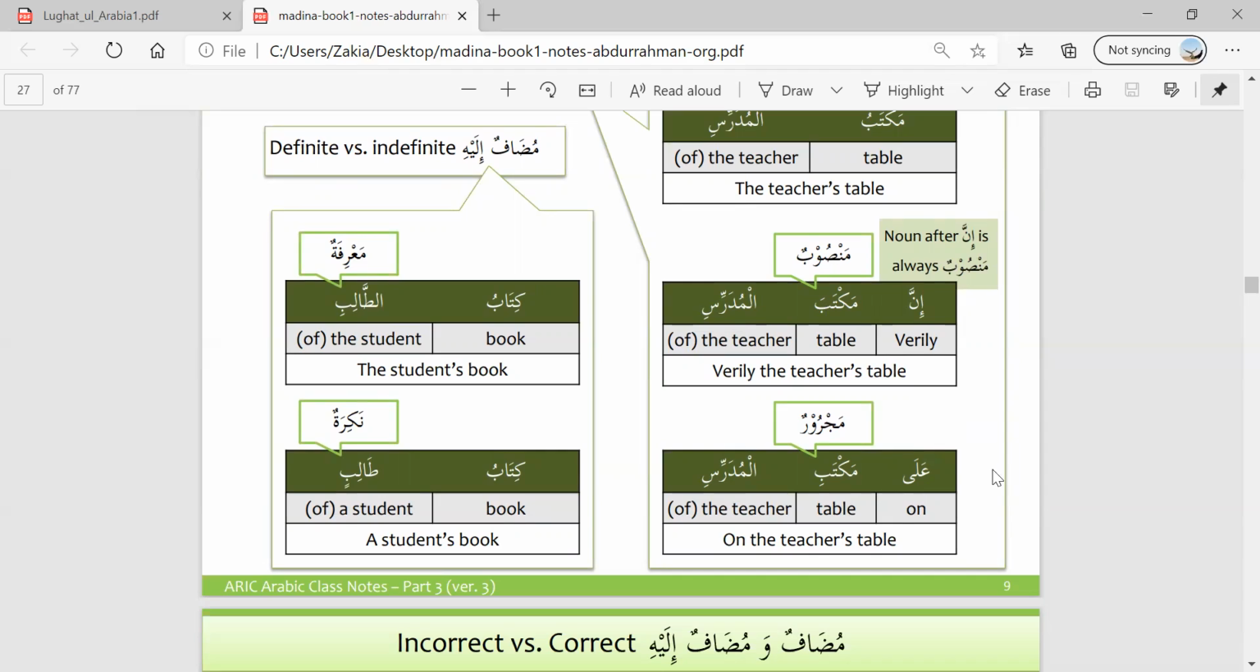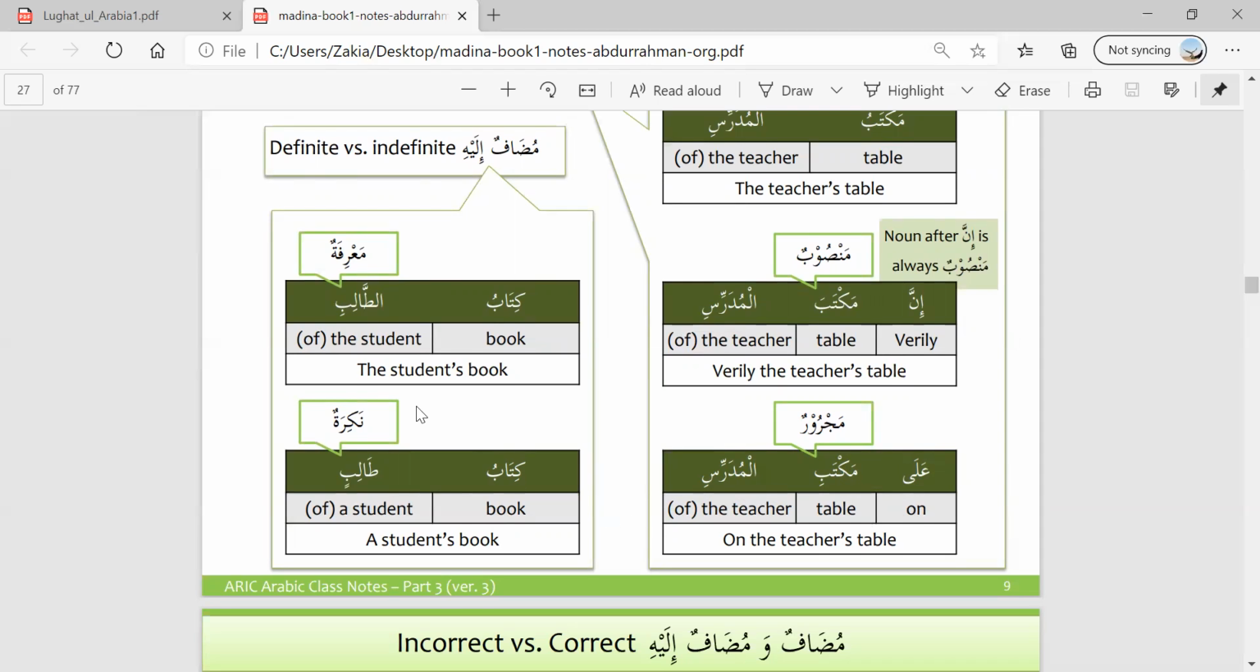Then you have majroor. So why is it majroor? Don't forget we're using a preposition here. So ala maktabi, ala maktab al mudarrisi. So on the table of the teacher. Here we have ala, and because of ala, that table has to go in the case of majroor. And then you have mudarrisi here.